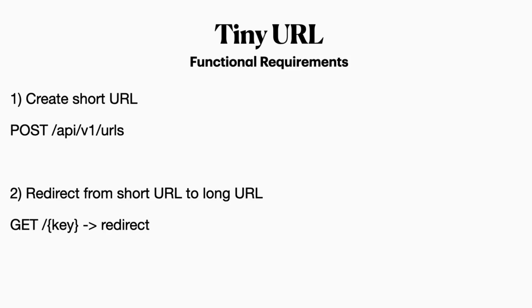From a functional perspective, the system needs to support two core operations. First, creating a short URL using a POST API. Second, redirecting users from a short URL back to the original long URL using a GET request. Everything else we add later on is an optimization or an enhancement.